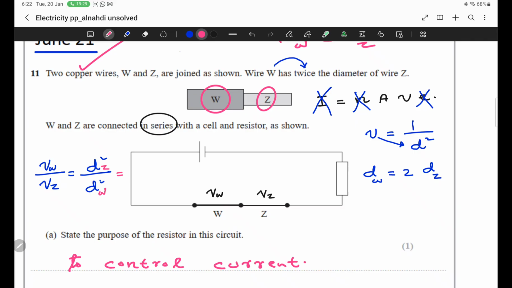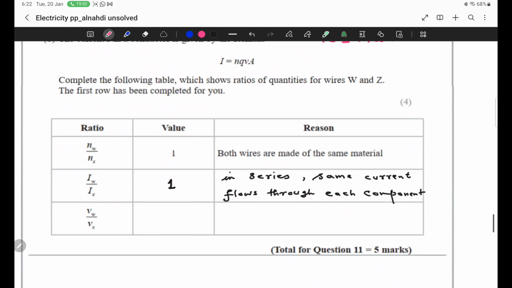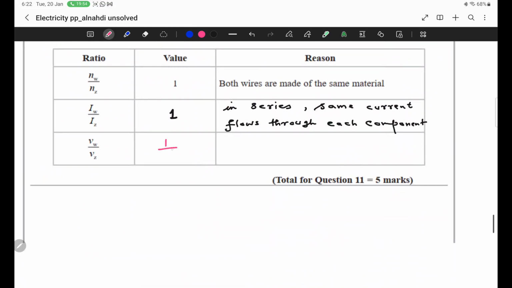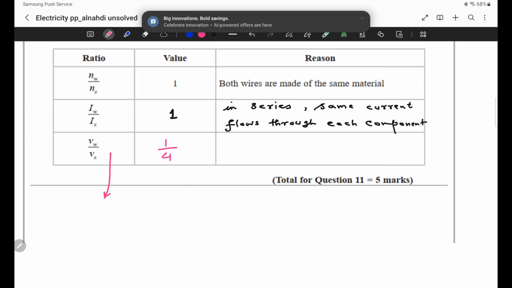You are right. Sir, diameter of Z should remain as it is, and for diameter of W I am putting its value. So diameter of W is 2 times the diameter of Z. If you solve it, then obviously this 2 square becomes 1/4. So you are right, sir, the ratio will be 1/4, and you should show the calculation here.